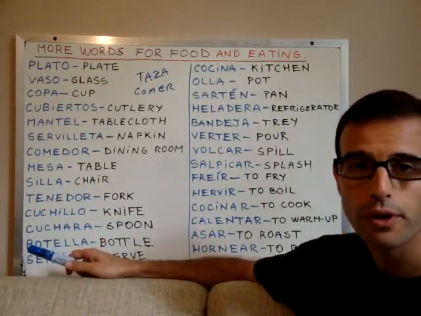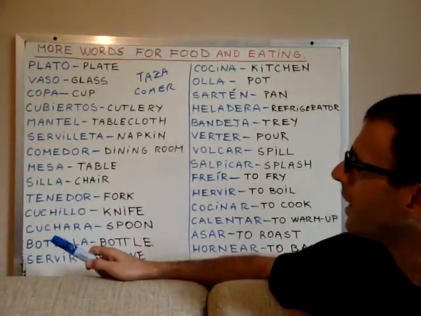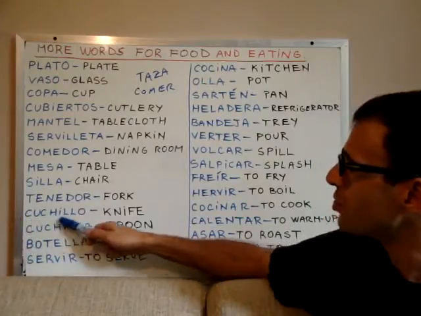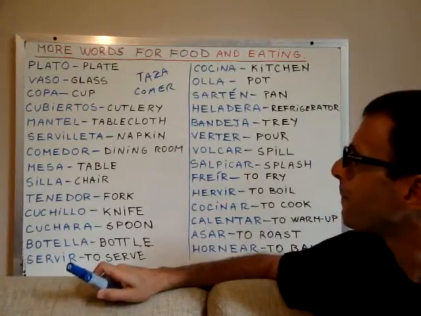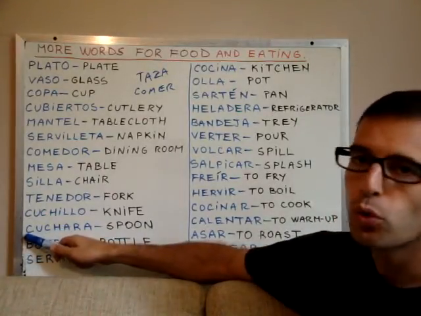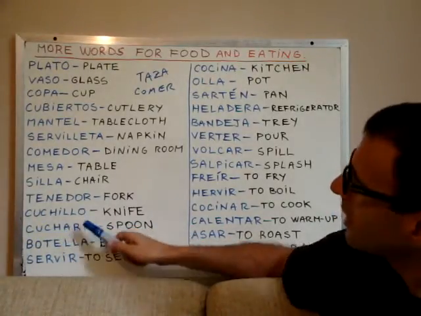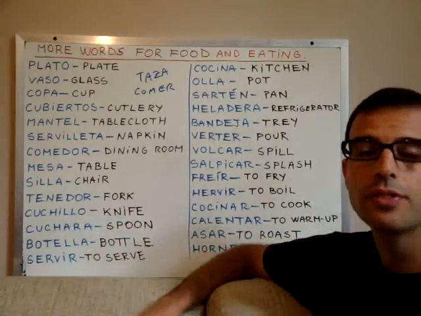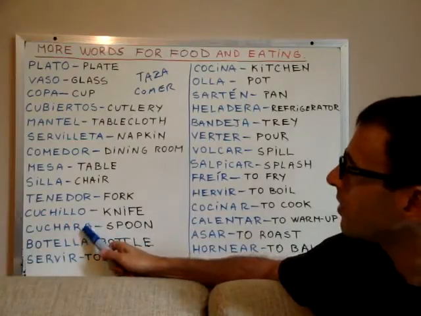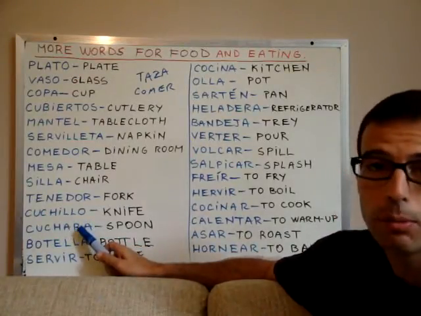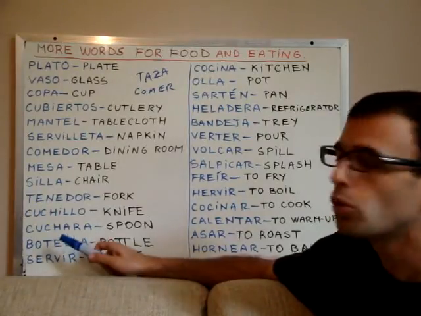The word for fork is tenedor. Tenedor. A knife is un cuchillo. Cuchillo, okay. For spoon we have cuchara. Cuchara, three syllables. See how this R is not the rough sound of the R. It is not the rough R, right? Why? Because it is in the middle of the word and it is not doubled. So it's the smooth, softer R. Cuchara.